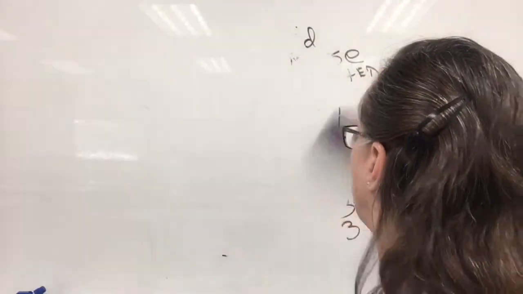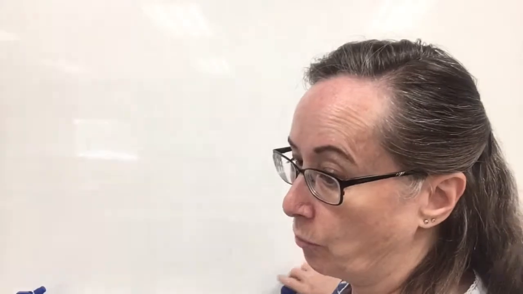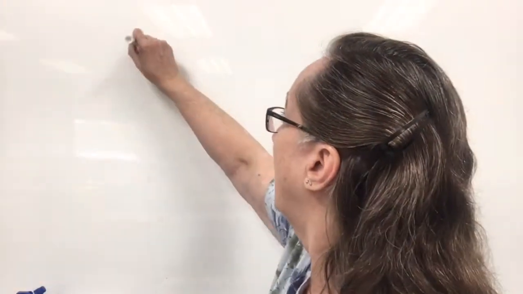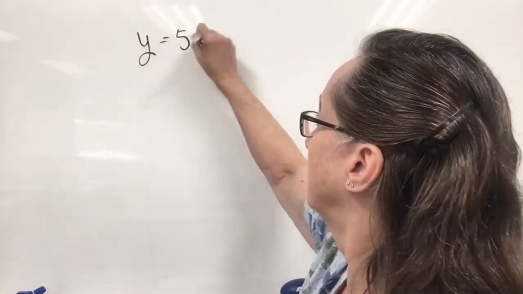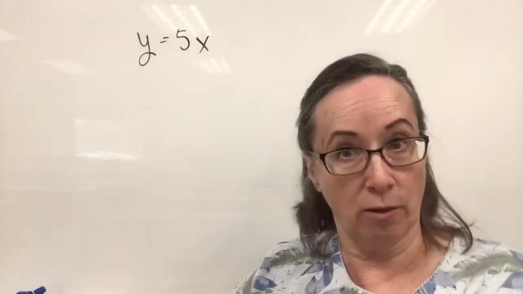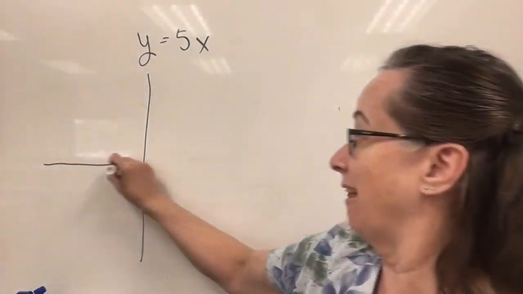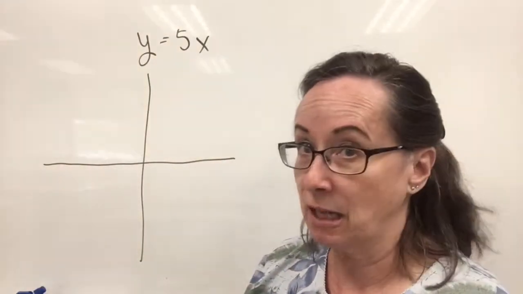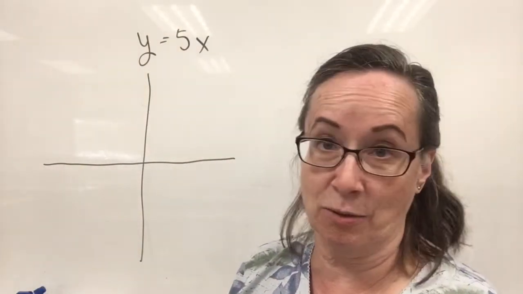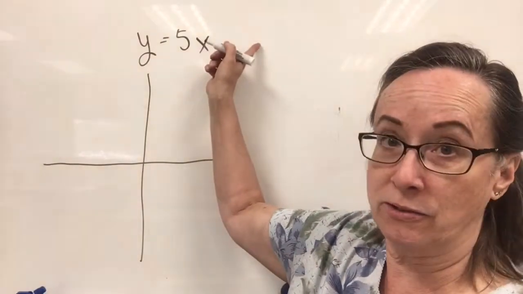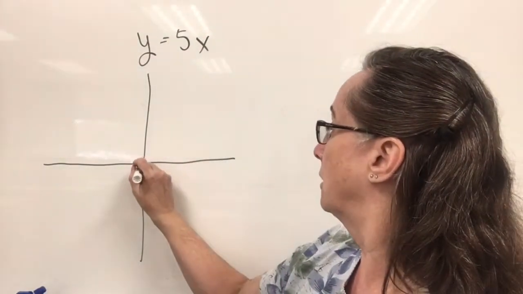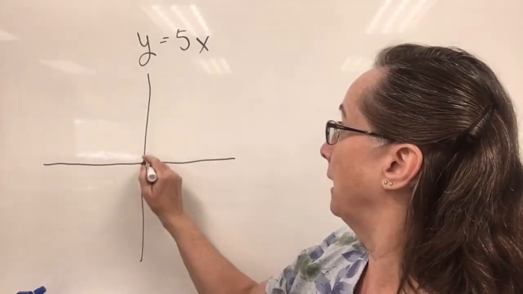And we're going to do the same thing. Okay, so we're going to graph y is 5x. Okay, and that's the original function. And y is 5x is just a line in slope-intercept form, but the slope is 5 and the y-intercept is 0. So y is mx plus b, right?